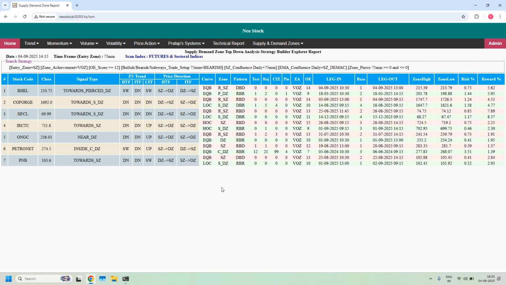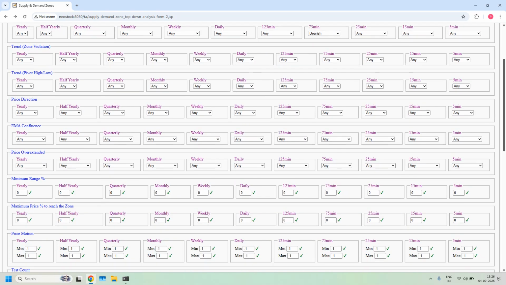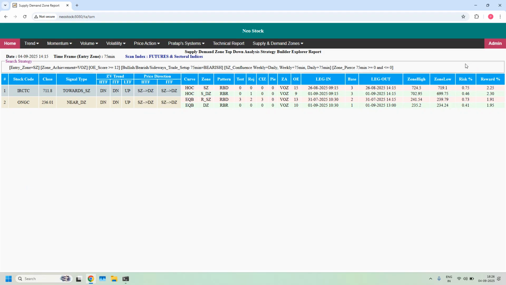Okay, next filter is LTF, ITF and HTF supply zone confluence supported stocks. Removing the EMA filter, supply zone confluence, 3 filters we have to set. First one is already enabled: 75 and daily, 75 and weekly, daily and weekly supply zone confluence. With all the 3 filters, we got 2 stocks. Both these stocks, the 75-minute supply zones overlapped with daily, both together again overlapped with weekly supply zone, and the weekly trend is downtrend.